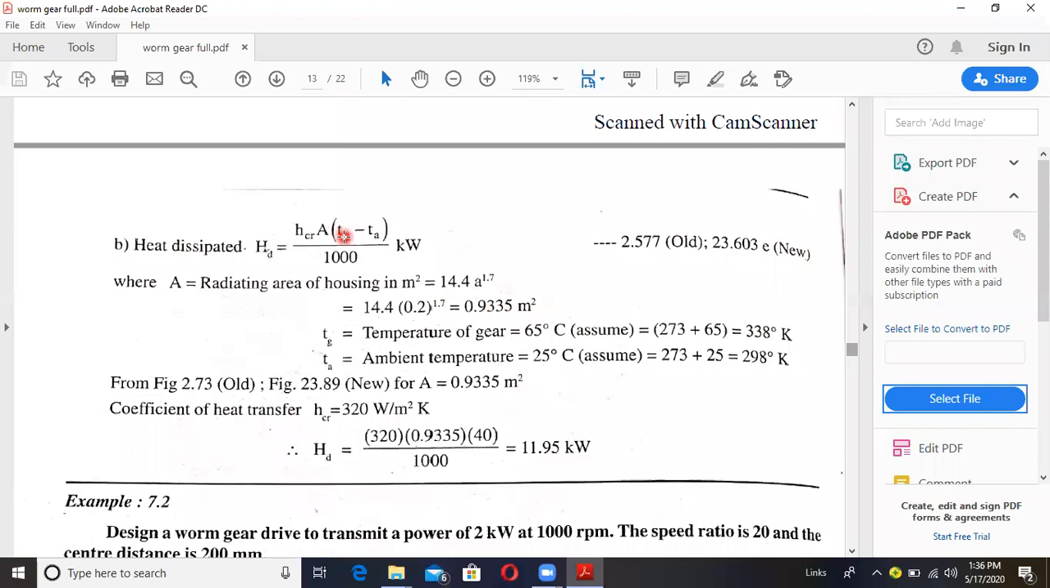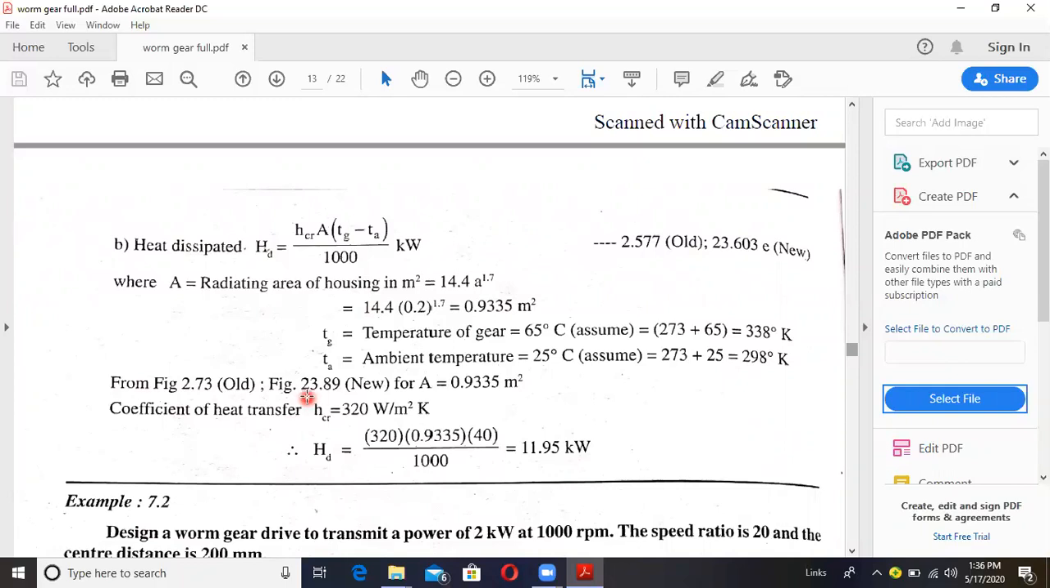And the gear temperature is not given in the question. So we are assuming the temperature of the gear is 65 degrees Celsius. Convert into kelvins. Again, ambient temperature is also not given, so we are assuming 25 degrees Celsius, and convert into kelvins. If the temperature of the gear and ambient temperature are not given, we assume 65 and 25 converted into kelvins. Now you have A, Tg, Ta, only unknown is HCr, which is the coefficient of heat transfer.